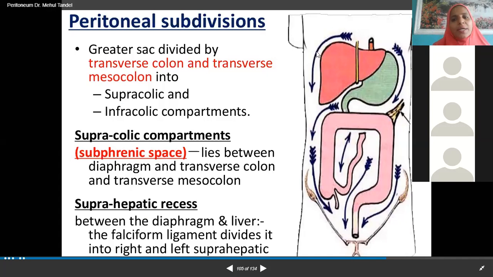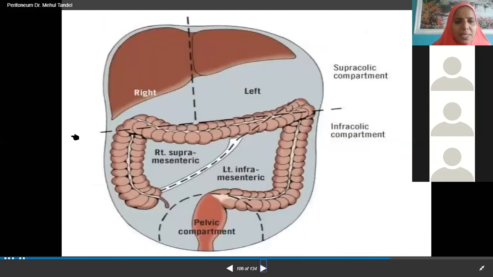On the right side, you call it the right subphrenic recess, and the left subphrenic recess. The right subphrenic recess can also be called the suprahepatic recess, that is between the diaphragm and the liver. From here only you will see the continuation of the falciform ligament. So you remember this transverse line. Above it is the supracolic compartment. Below the transverse colon is the infracolic compartment.